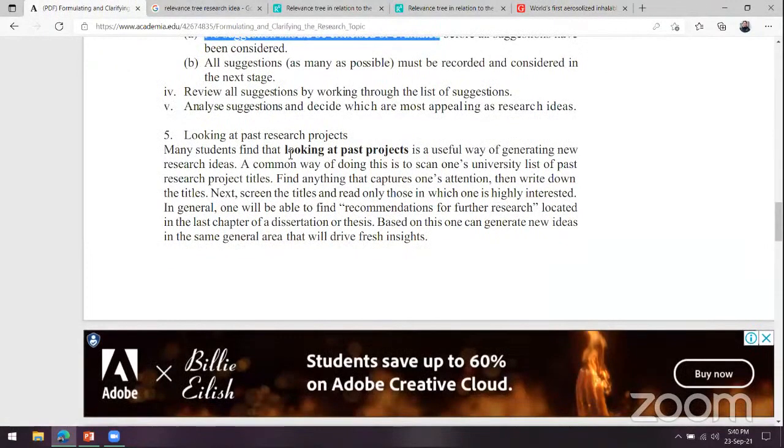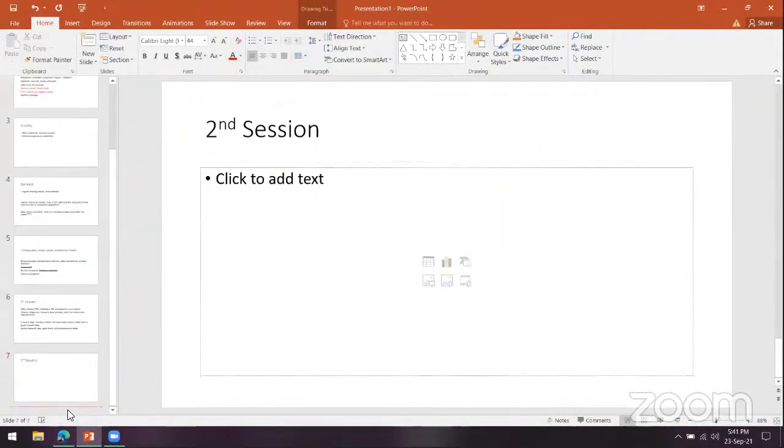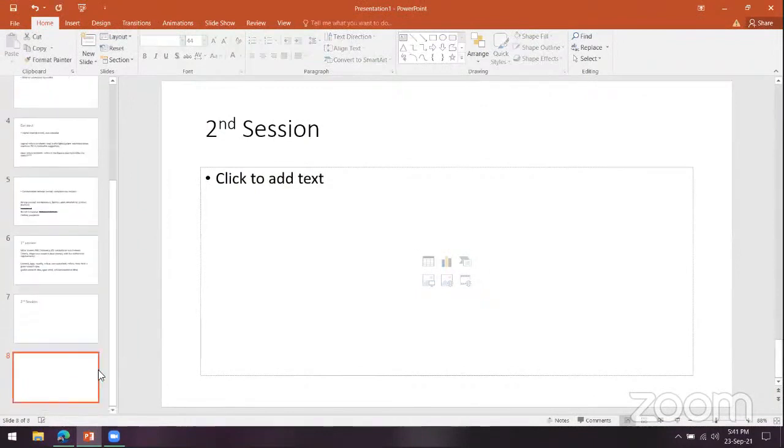Next, looking at past research projects. Now, this is the one that most of the students, if you're able to go to the library, usually you're able to access the thesis. Am I right? Now, the thesis, particularly in the last chapter, the conclusion, usually they will have what we call recommendation for future studies. I think most of you would remember this, or when you write it out, you are also asked to write something about it.